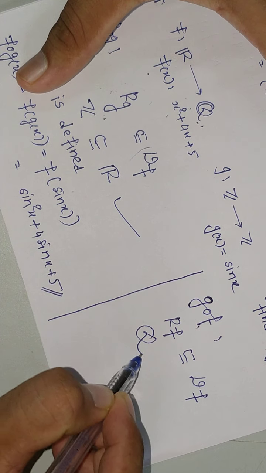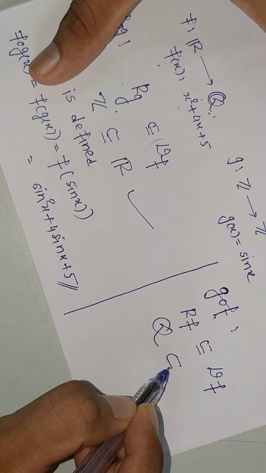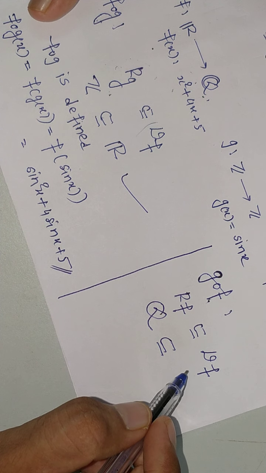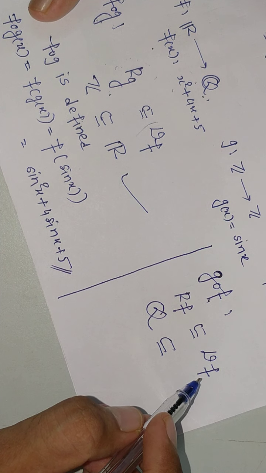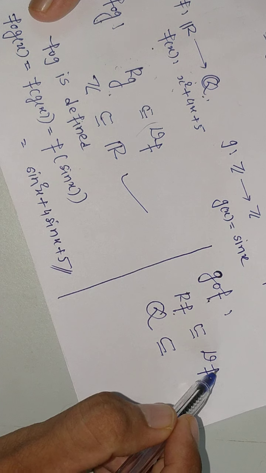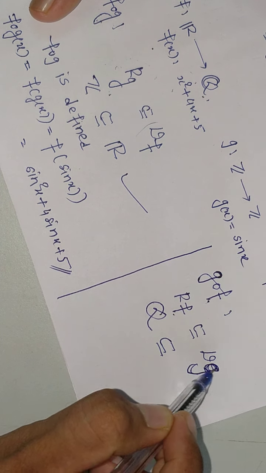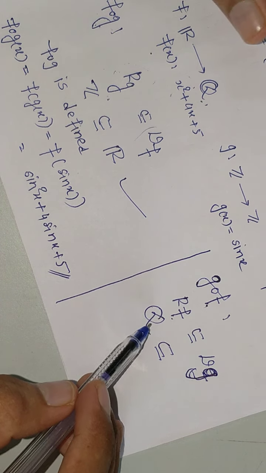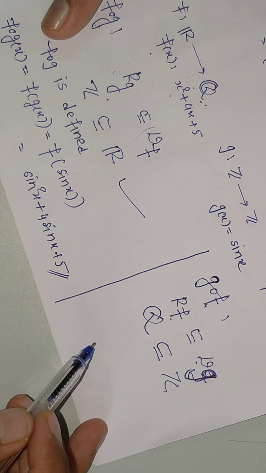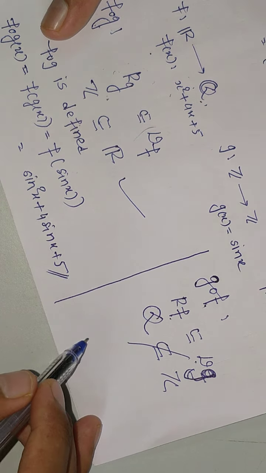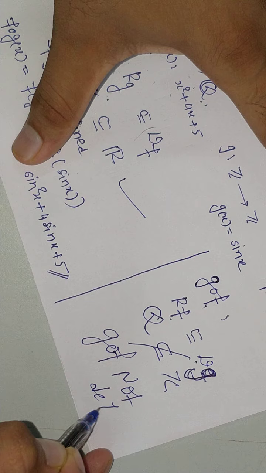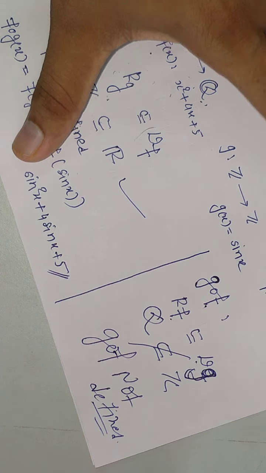So Q is a subset of the domain of... sorry, I think I have made a mistake. The range of f should be a subset of the domain of g. Over here is the domain of g. Okay, so the range of f is Q and the domain of g is Z. So it is not a subset, so g∘f is not defined. This is just the basic idea of when the function is defined and when it is not defined.